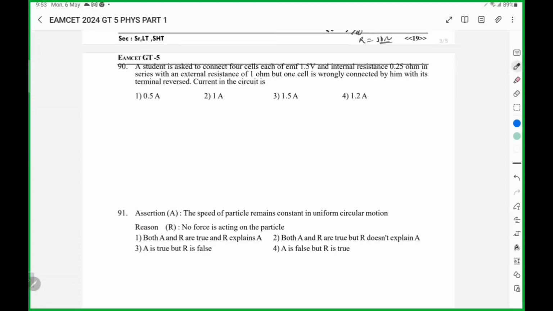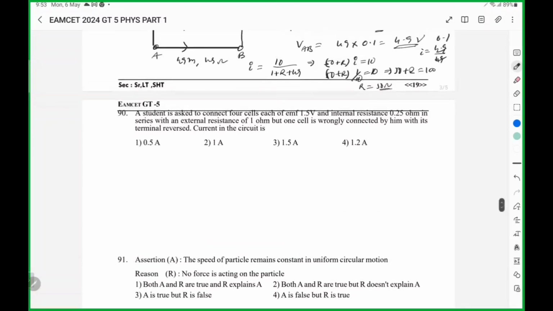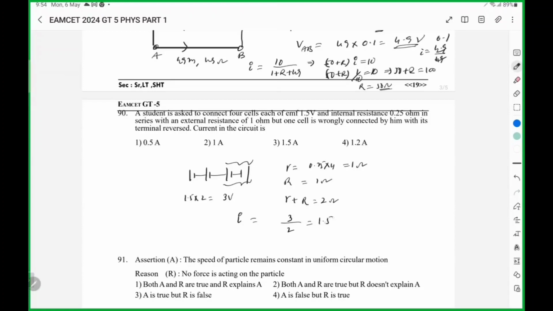The student is asked to connect cells, each of EMF 1.5 volts and internal resistance 0.25 ohms. But one cell is wrongly connected. So the effective EMF will be 1.5 into 2, 3 volts. These EMFs get cancelled out. Each has internal resistance 0.25 for four cells. This is the effective resistance, and this is the external net resistance. So the current in the circuit is 1.5 amperes.